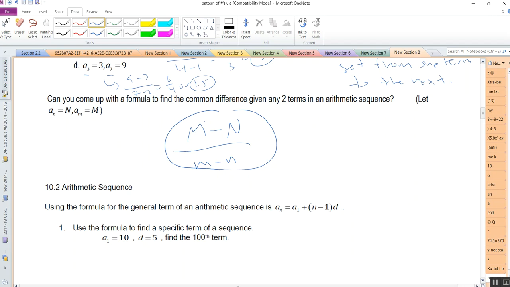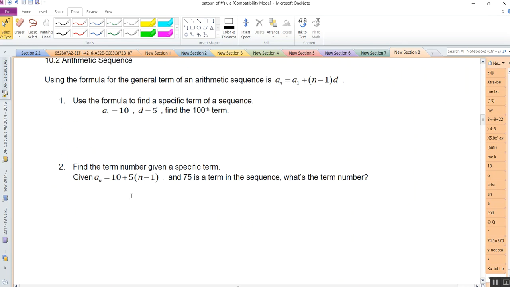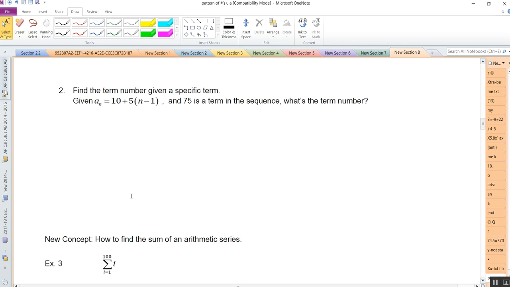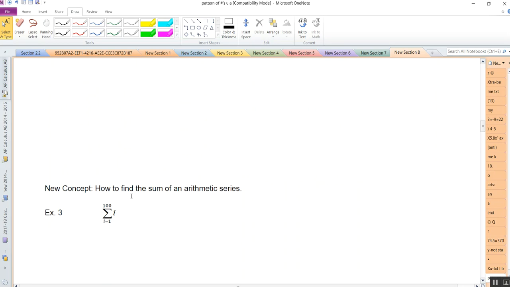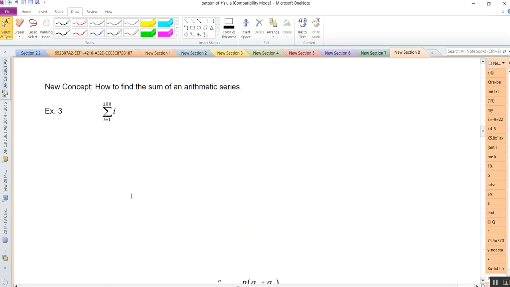So on this next page, 10.2 sequence, it's handwritten as part 2. I'm going to let you guys work through these. I'm not going to do these for you. This is a great chance for you to do a little group work after the video is over. But let me talk about example 3, because that one's a little funky.